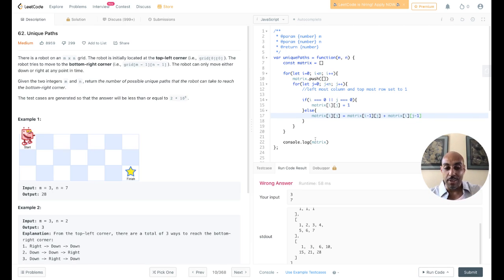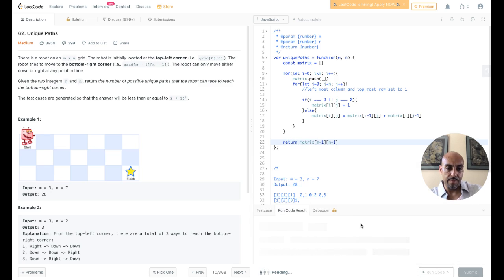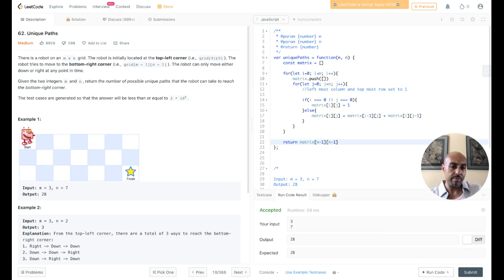So now all we need to do is take the very last item in the matrix. Let's get the length of the matrix. Actually, I think we just need to get matrix at m minus 1, n minus 1. Let's see if that works. Let's just return it. And there we go. So that's literally it.